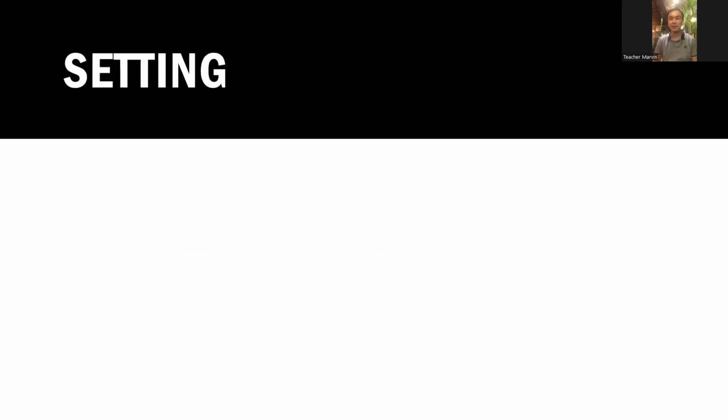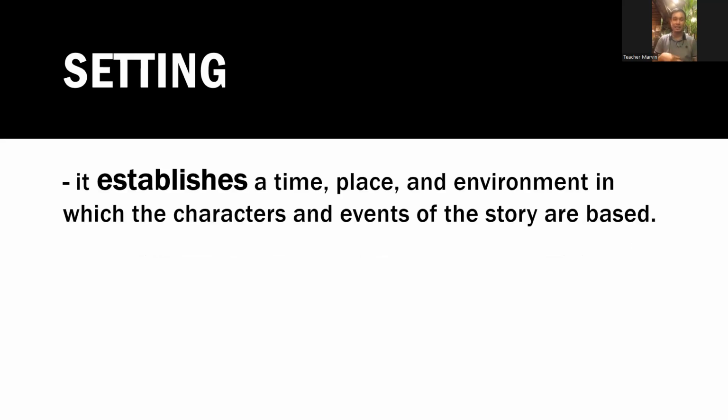Another important thing: first is the plot, followed by character. The third is the setting, from the word itself. Setting talks about the place. It is not only the place but also the time, the environment in which the characters and events of the story are based.